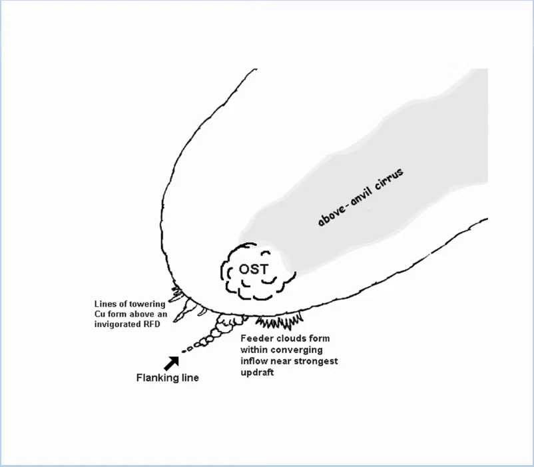What do we mean by satellite severe storm signatures? Well, if we look at this conceptual diagram of a supercell thunderstorm with its overshooting top, we have above anvil cirrus, and here's our outline of our back-sheared anvil here. Here's the flanking line of interest, and then typically downshear of that, or you say to the east of that, we may see our inflow feeder clouds, which form within converging inflow near the strongest updraft.